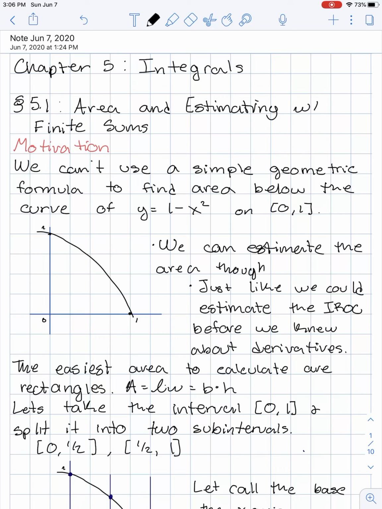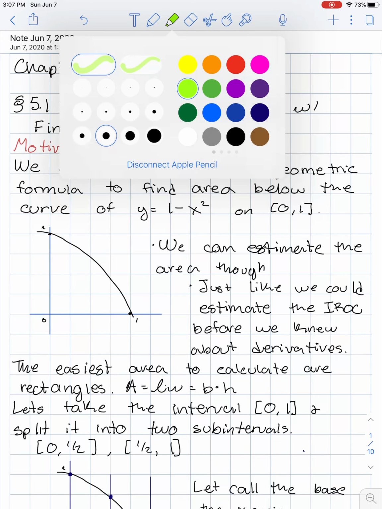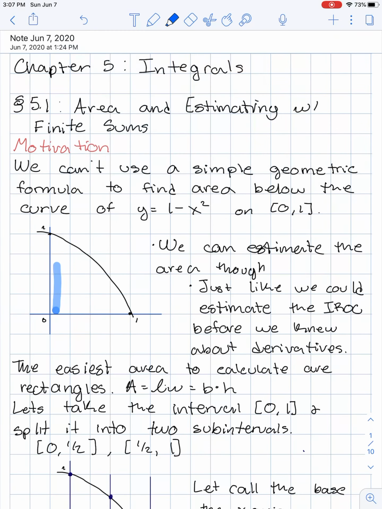So first we're going to talk about section 5.1, area and estimating with finite sums. The motivation behind this is that we don't really have a simple geometric formula to find the area below the curve of y equals 1 minus x squared, right? I have the area of a rectangle, triangle, trapezoid, circle, sphere, all these, but I really don't know how to find this little blue area right here that I'm drawing.